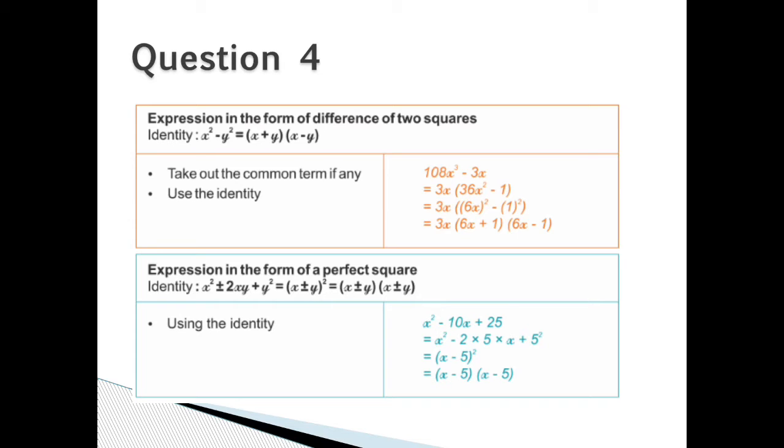If you're looking at an expression in the form of a perfect square, then x squared plus or minus 2xy plus y squared is equal to (x plus or minus y) squared. If you're using the identity on x squared minus 10x plus 25, it will equal x squared minus 2 times 5 times x plus 5 squared, which is equal to (x minus 5) squared, which is equal to (x minus 5)(x minus 5).